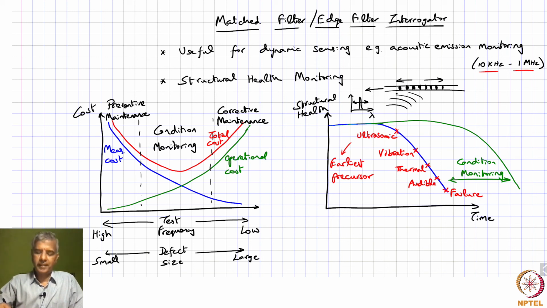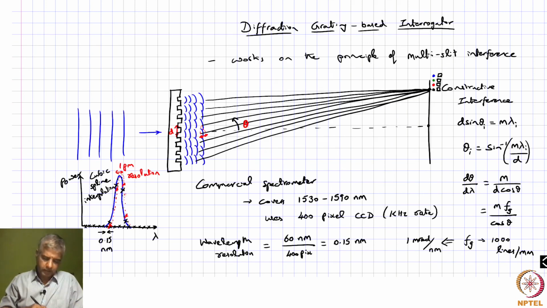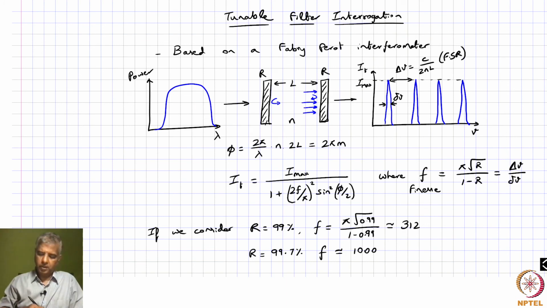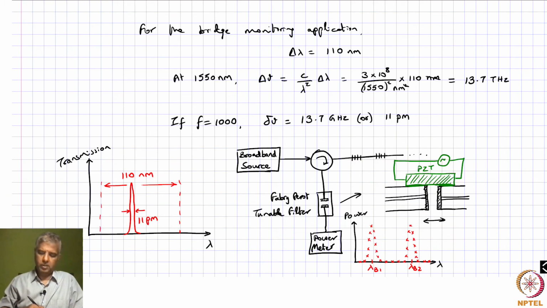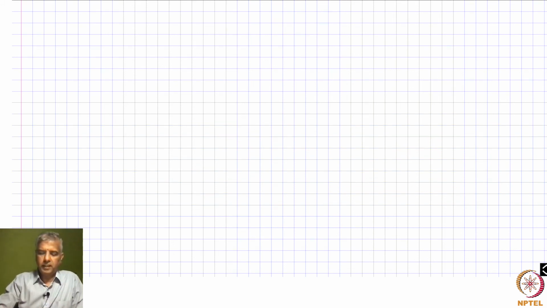So the grating itself is sensitive to that, but how can you pick that up using an interrogator? Clearly, if you are using an interrogator like this tunable filter interrogator or the diffraction grating based interrogator, these are limited to kilohertz rates, right? So they are not going to be very good for this type of application. So you need something else. So what is that something else? Well, you can actually go for what is called an edge filter interrogator.